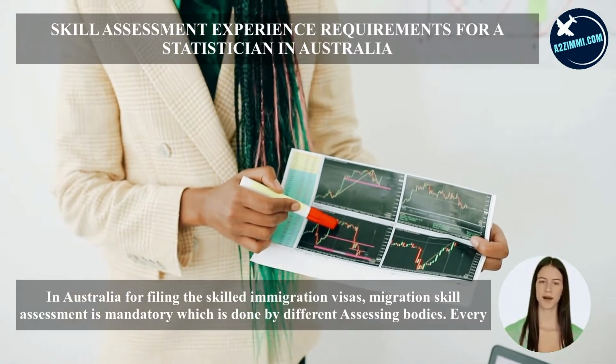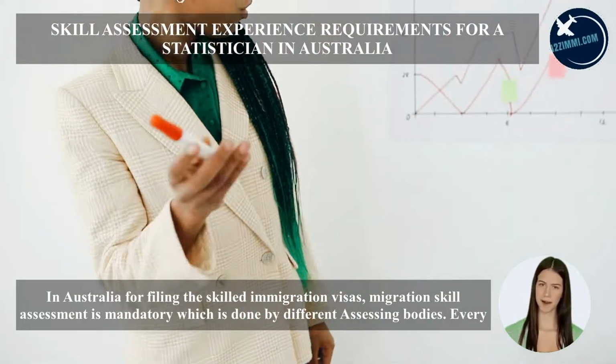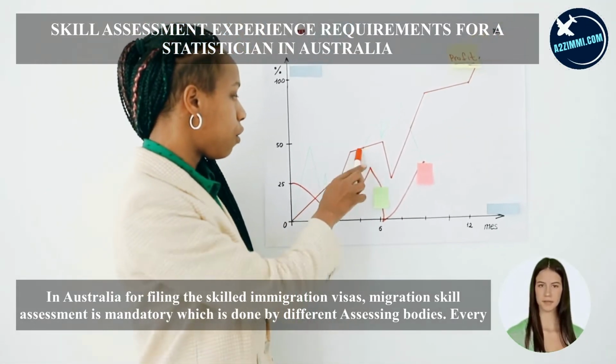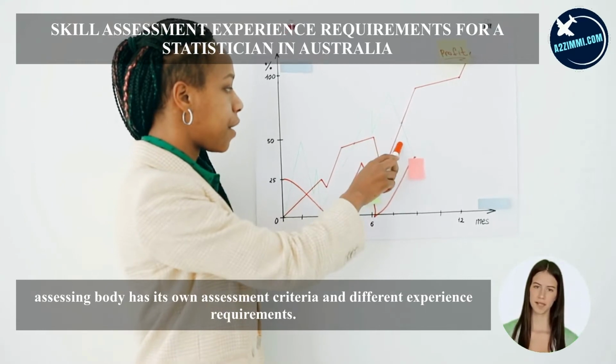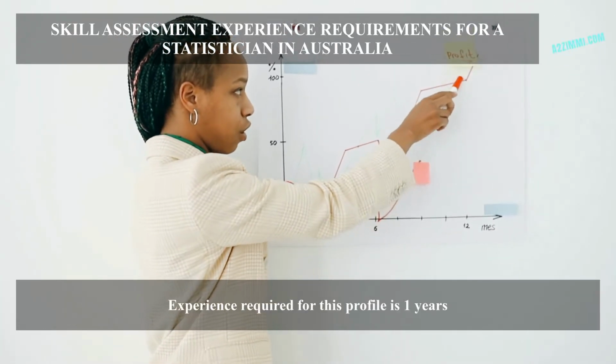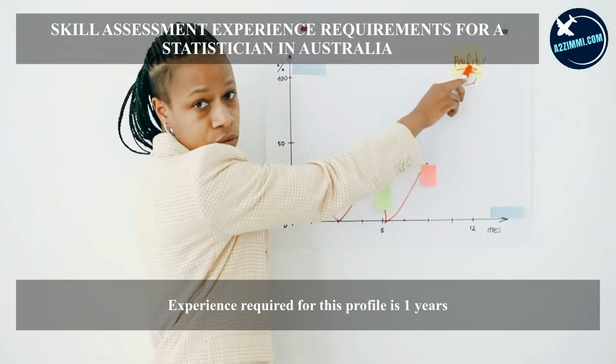In Australia, for filing the skilled immigration visas, migration skill assessment is mandatory, which is done by different assessing bodies. Every assessing body has its own assessment criteria and different experience requirements. Experience required for this profile is 1 year.